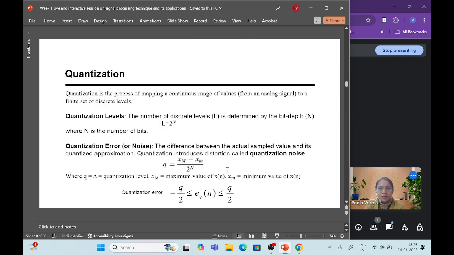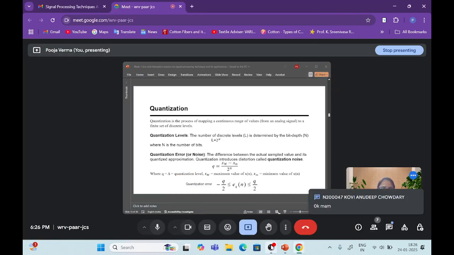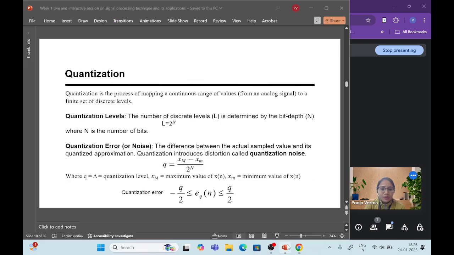Now the next one is quantization. So quantization is the process of mapping a continuous range of values from an analog signal to a finite set of discrete levels. Already told, here we are getting samples when we are sampling. Here it is discrete in time, but these values are continuous in nature. So we will quantize these values so that we can get discrete amplitude also. That's why we are quantizing the signal.